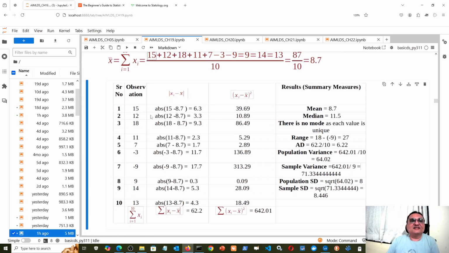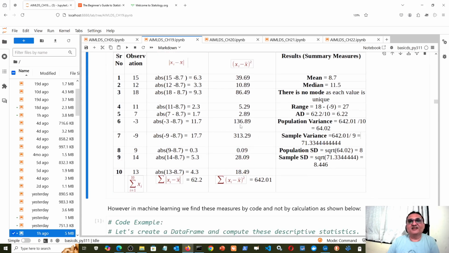Right? But as I said, will we calculate this way, by subtracting and taking the absolute value, then finding the square, which will require a calculator also, and then finding the square root?